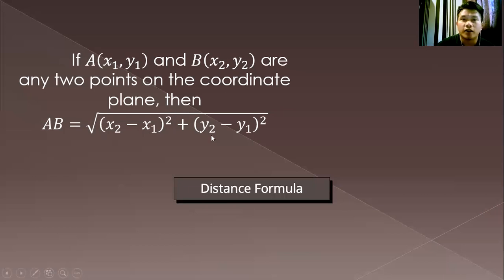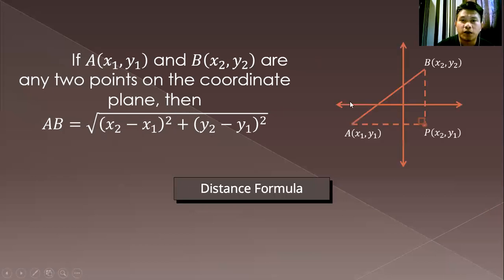Well, actually, this formula came from the Pythagorean formula, which is coming from the right triangle. So, paano tayo nag-come up to this formula? As we all know, the distance here is a directed distance because it is horizontal, since this is parallel to our x-axis.